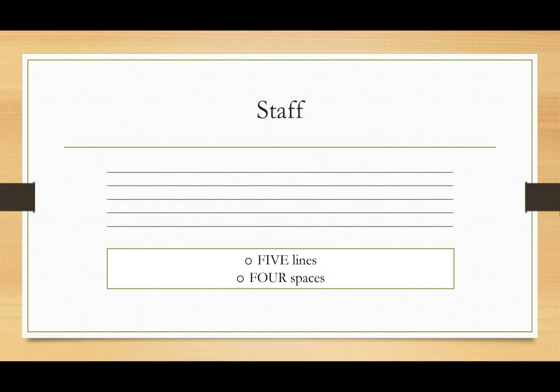All right, so starting out, this is a staff. So a staff has 5 lines and 4 spaces. So you can see here we've got 1, 2, 3, 4, 5 lines and 1, 2, 3, 4 spaces.